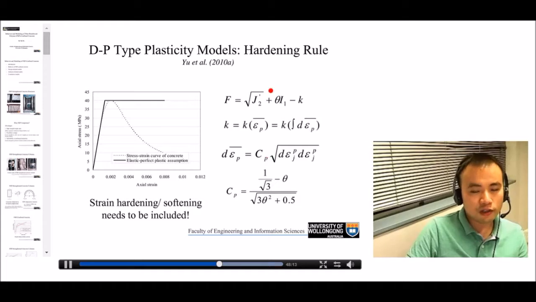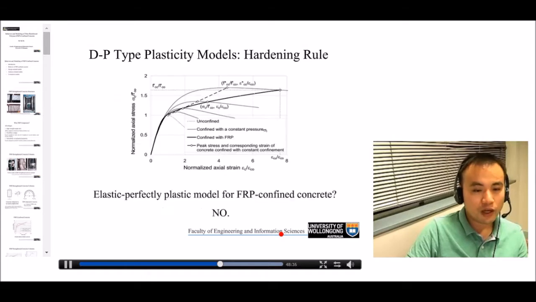So if a model does not include a hardening rule, it means the model is an elastic perfectly plastic model. Apparently, for unconfined concrete, if you use a perfectly plastic model, it doesn't work, which means a hardening and softening rule has to be included. However, some studies argue that even though the perfectly plastic assumption does not work for unconfined concrete, it can work for FRP-confined concrete. Let's see whether this makes sense or not.